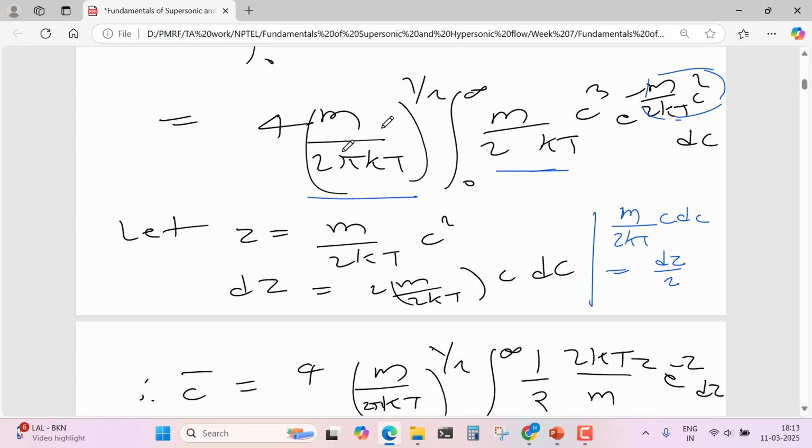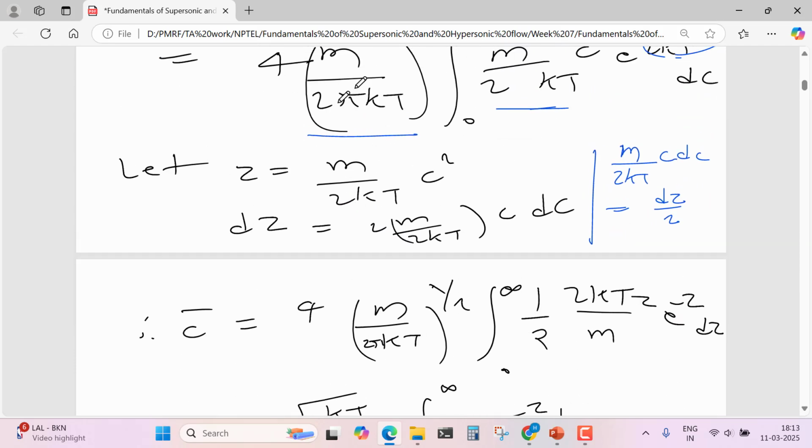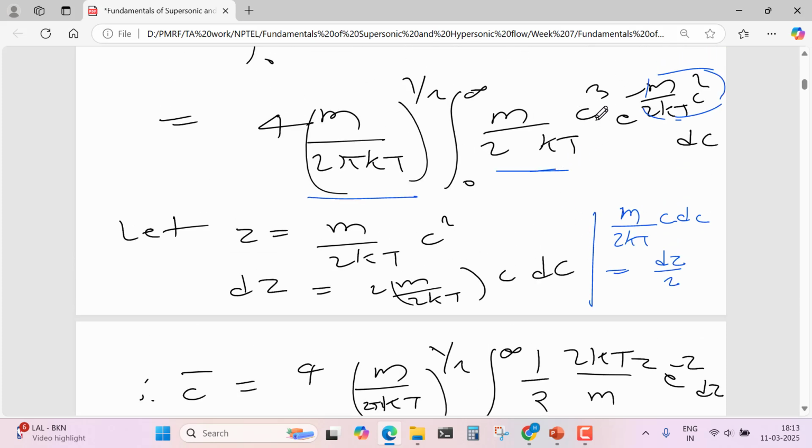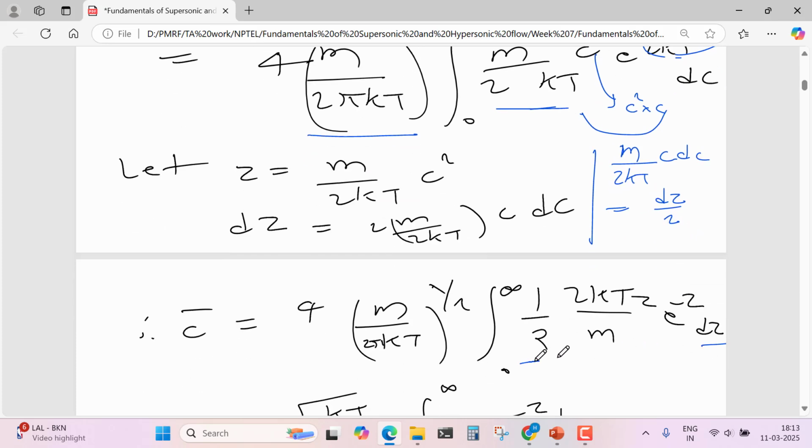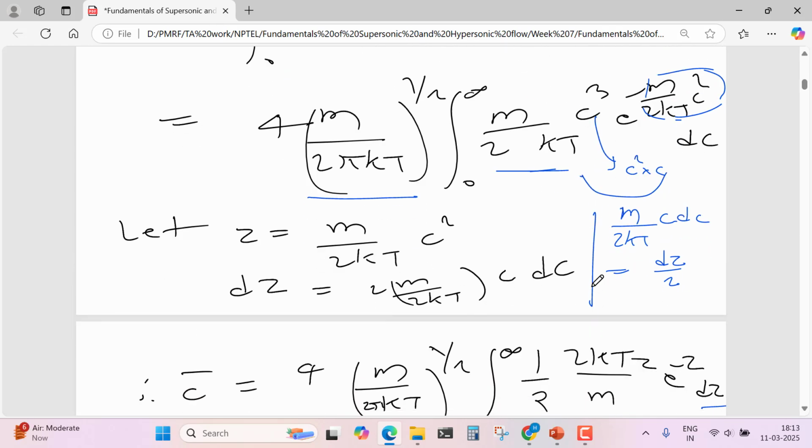So this term will remain the same as it is. So c bar equal to 4 (m upon 2 pi kt) to the power 1 by 2, integration 0 to infinity. This c cube can be written as c square into c. So 1 c and this m upon 2 kt dc will be written as dz upon 2, and c square can be written as 2 kt z upon m.